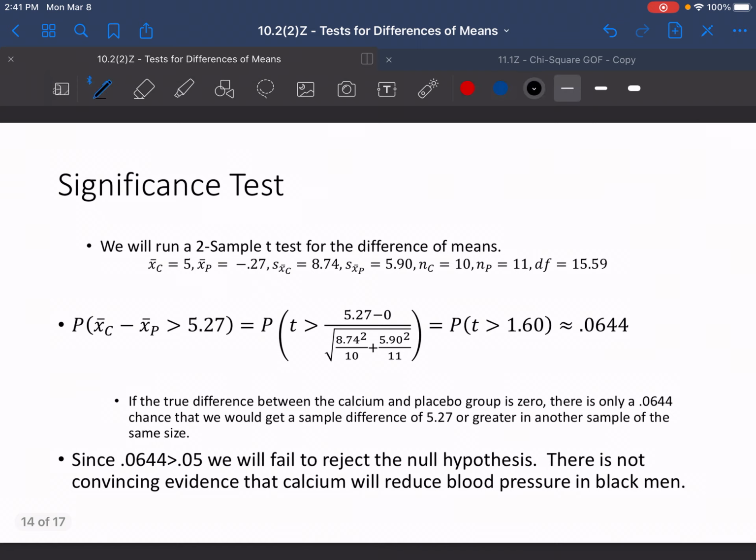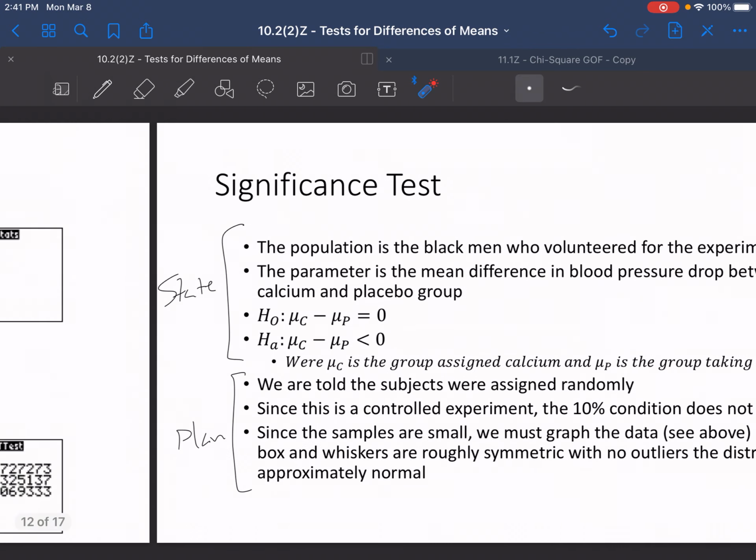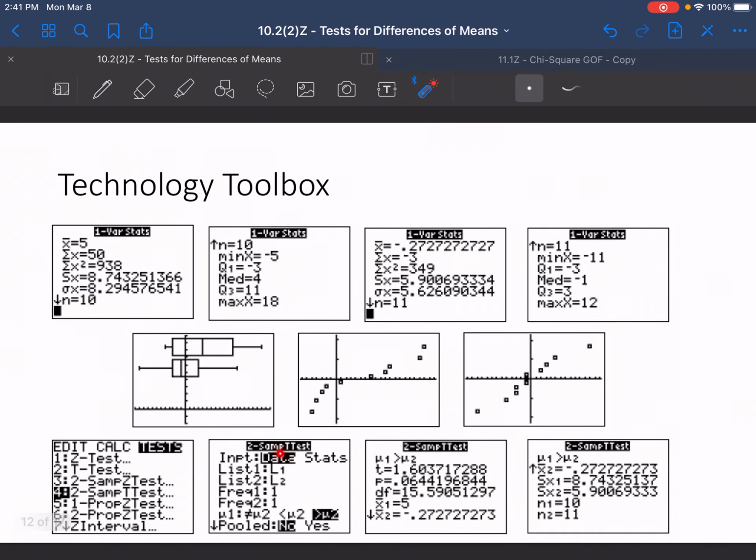Okay. From there, we need to perform the do portion of this, and so we would run a 2-sample t-test, which I just showed you how to do in the last example. Once we've done that, you want to select data. You want to make sure that L1 is in there for list 1, L2 is in there for list 2. Make sure that you are checking to see whether or not the first mean is greater than the second mean, because that's only going to give you that negative value that we're looking for as far as the alternate hypothesis goes.